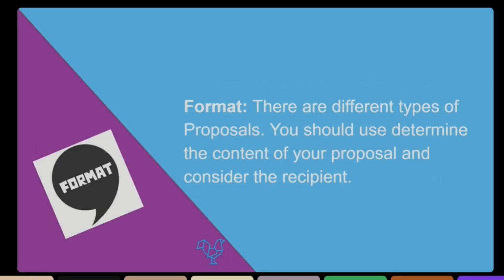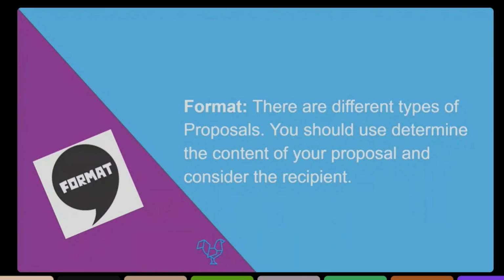Moving on, the format. There are different types of proposals. You should determine the content of your proposal and consider your recipient. The idea is that there are different ways you can write a proposal, so just use your own format. You can consider using a simple format.